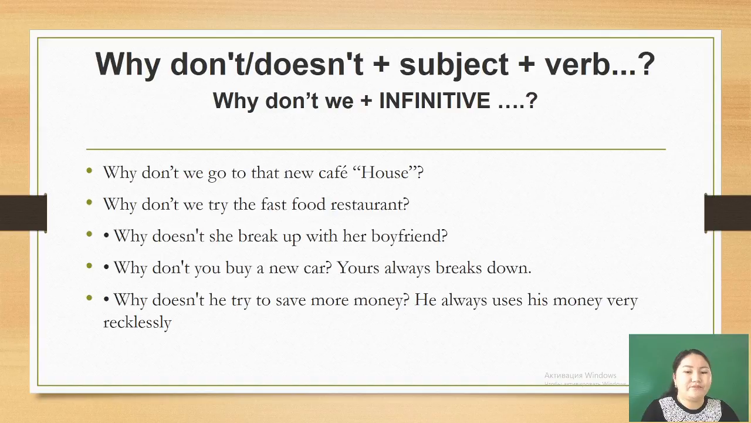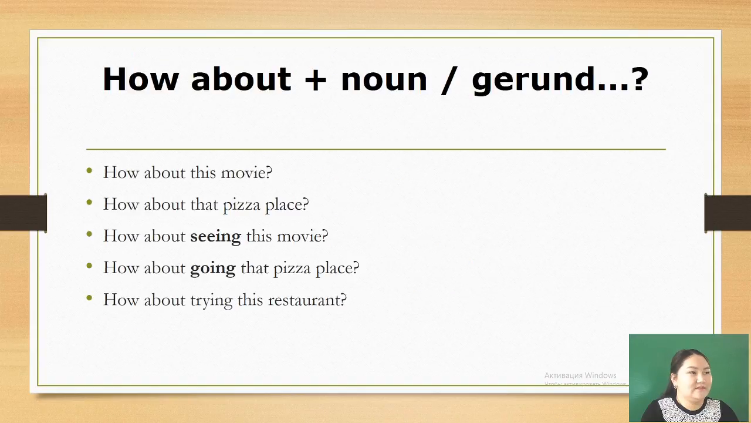So, this structure, why don't we or why doesn't, is a good way to make a suggestion. So, next phrase, how about plus noun or gerund. You can use how about plus noun, or if you want, you can use the verb in the ing form.